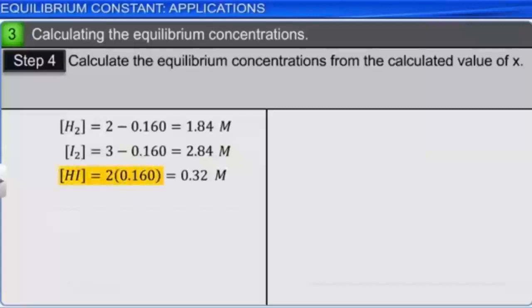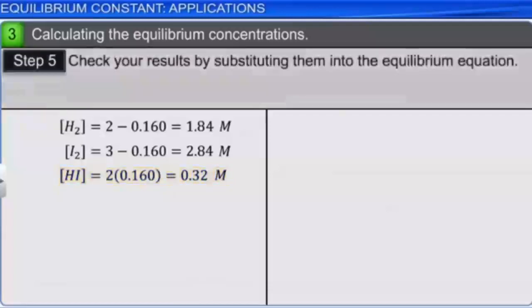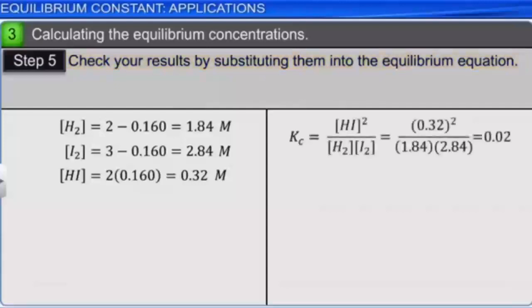Step 5. Check your results by substituting them in the equilibrium equation. On substituting the concentrations of hydrogen, iodine, and hydrogen iodide in the equilibrium equation, we get Kc is equal to 0.32 square divided by 1.84 multiplied by 2.84. On solving this, we get the value of the equilibrium constant as 0.02. This is the same as the given value. Hence, the equilibrium concentrations are correct.